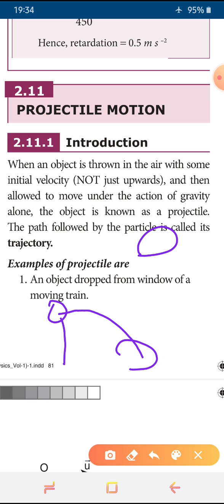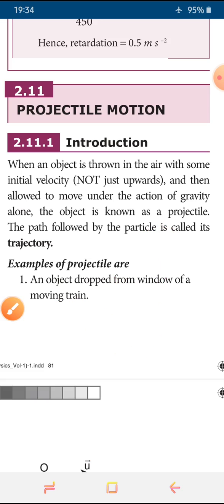ஒரு ஹெலிகாப்டர் போயிட்டுருக்கு, ஒரு ஆப்ஜெக்ட் வந்து ட்ராப் பண்ணுறாங்க ஸ்ட்ரைட்டாக அப்படின்னா it is not a projectile. So it should move with certain angle. Okay, it should carry both the velocities, both horizontal and vertical velocities, then only it will be satisfied. Understood children? And the path followed, so எந்த பாத்தில் இந்த ஆப்ஜெக்ட் போயிட்டுருக்கோ that is called as trajectory.